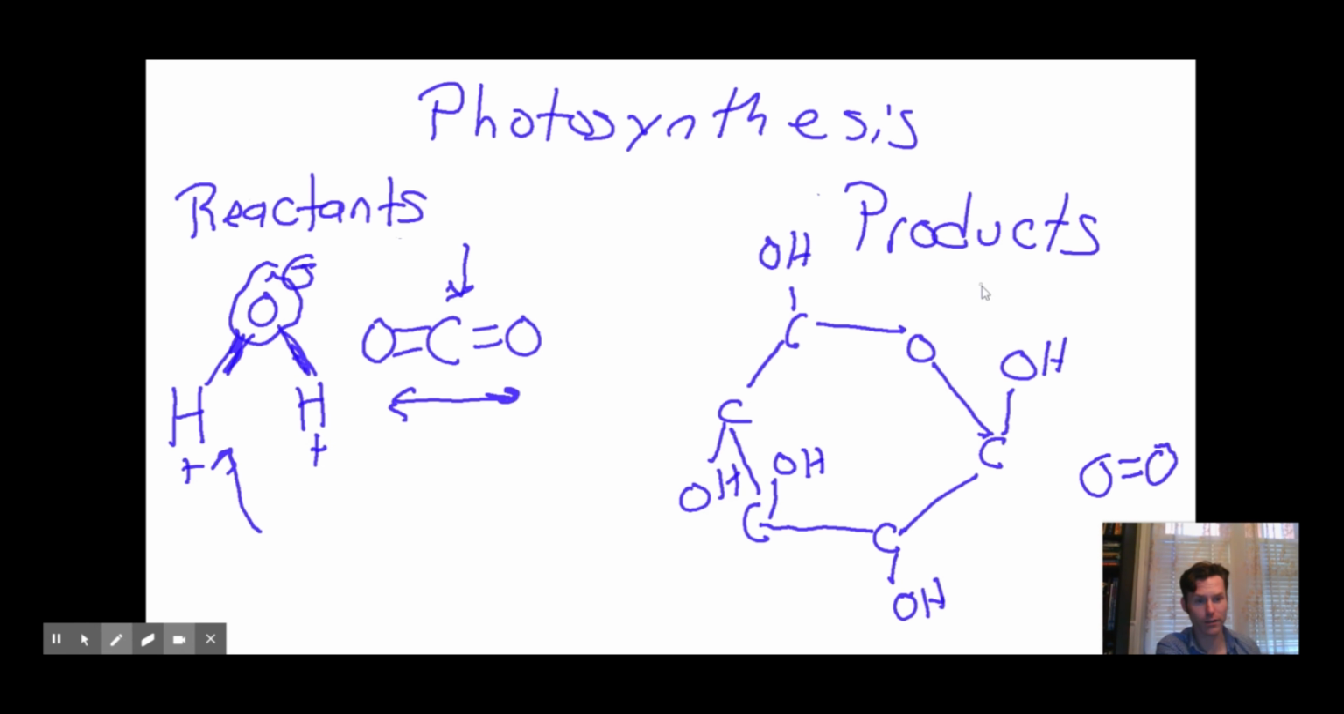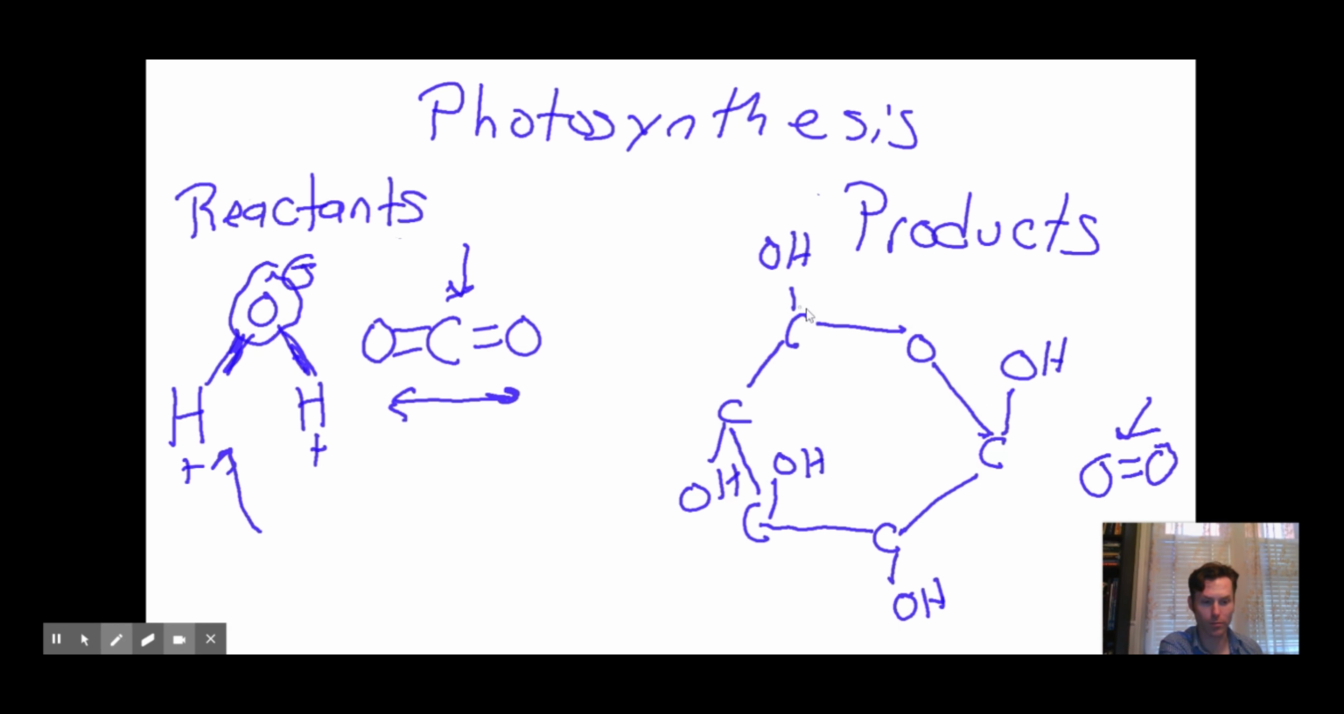Okay. Over on the product side, I'll start with the tiny guy. This is O2 gas. Okay, again, we see that double bond. Okay, so this is a linear, stiff molecule. There's not much flexibility around this bond. And here is sugar. Okay, this is a C6H12O6 molecule.